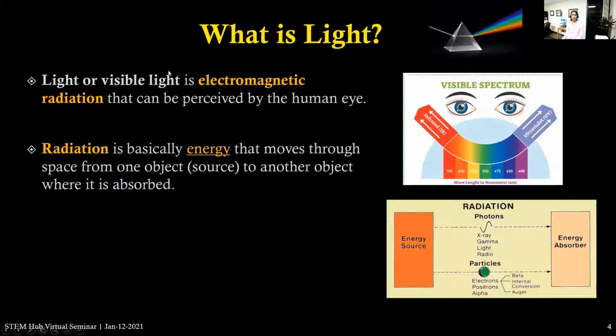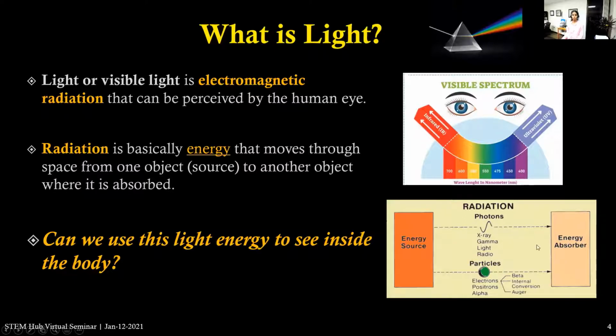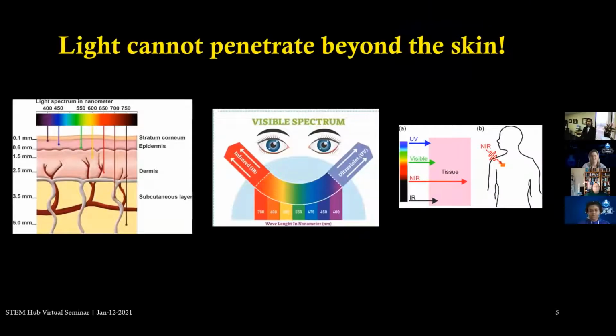And now what is this radiation? Radiation is basically energy that moves from one object in space to another where it is being absorbed. So I said we use this light to take these images every day. Can we use this light to see inside our body? Unfortunately not. Light cannot penetrate beyond the skin. Here is the visible spectrum, and here this shows the skin. You can see from here that the visible light hardly penetrates the tissue. So it is actually stopped at the skin.